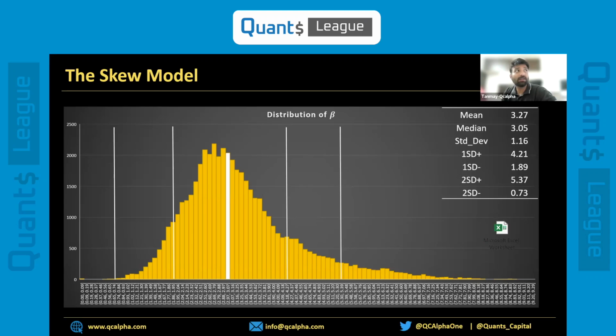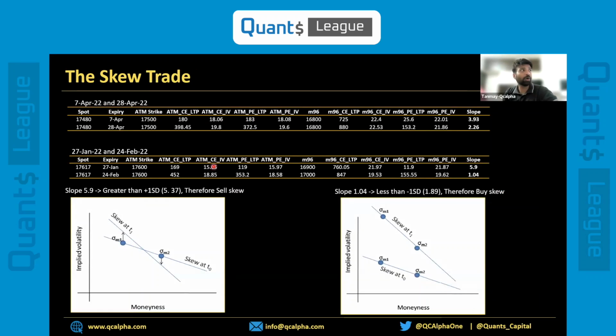I'll show you that. I've done it for the 20th expiry as well, the monthly expiry of April. Similarly, 17,500 was the ATM strike, and the slope was 2.26, so it was not significant. Unfortunately, I can't show you a live trade which you can construct today.